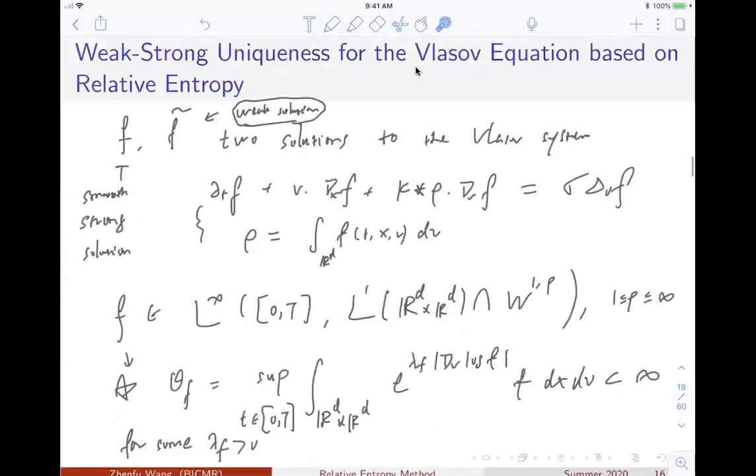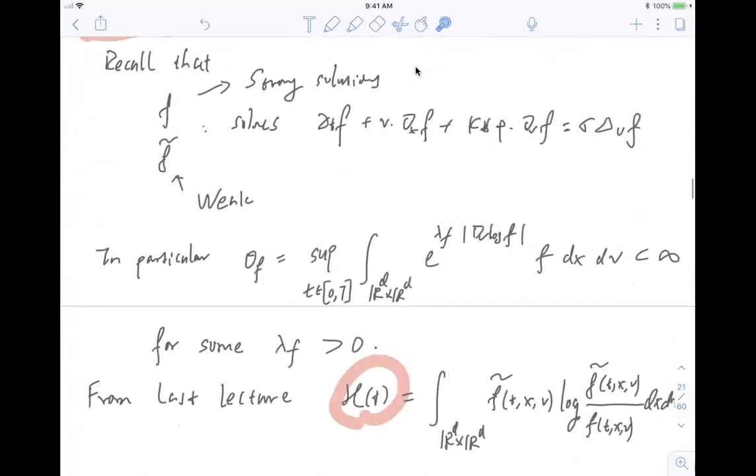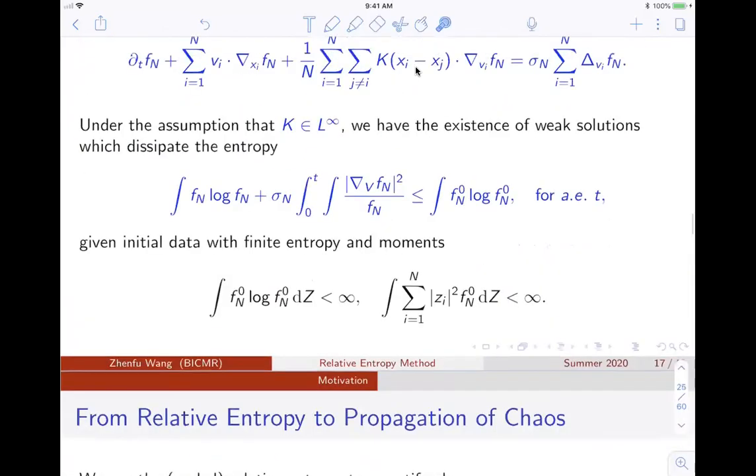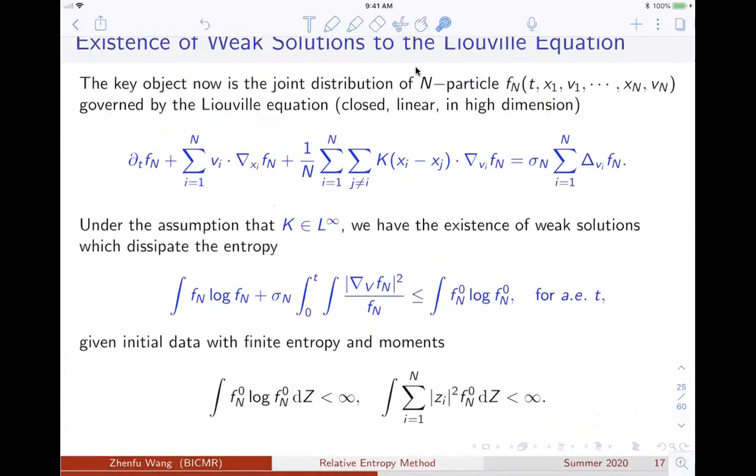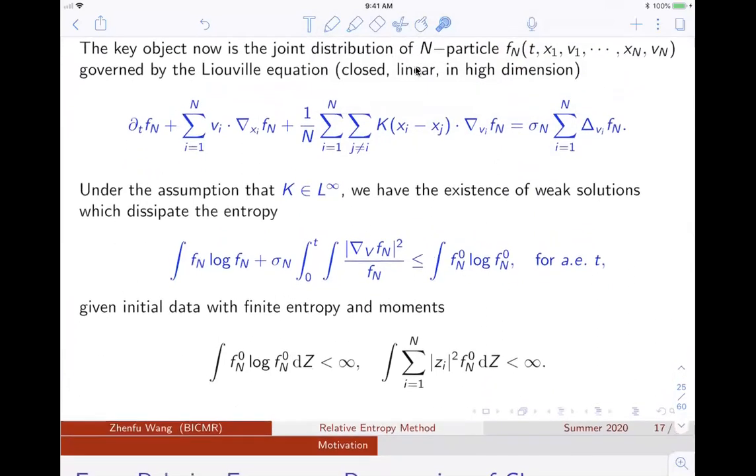So what we use is the following. We are not considering the particle system in the flow sense. We consider the statistical sense of the particle system. We consider the evolution of the joint distribution. For instance, for the second order system I just showed you, this is Fn. Fn is the joint distribution of n particles in phase space. So this is the Liouville equation.